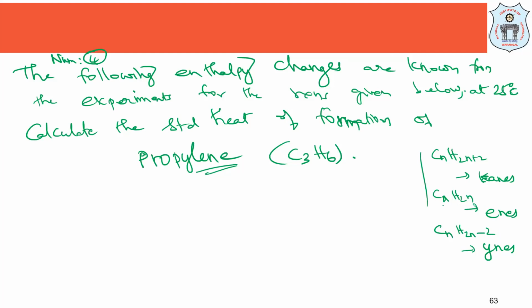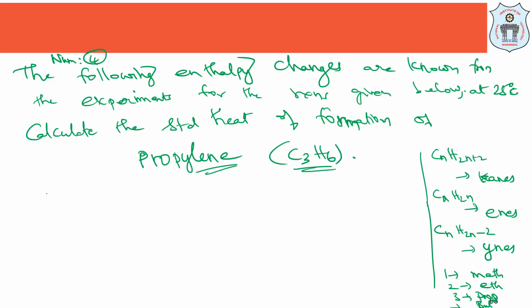So we have propylene here. And similarly, if it is 1, we call it meth. 2 means eth. 3 means prop. 4 means but. So methanol, ethanol, propanol, butanol, like that we name the hydrocarbons, alcohols, alkanes, all in this fashion. So propylene, even if it is not given, you should know that ene means CnH2n. So that is C3H6. That way we have to identify the formula.